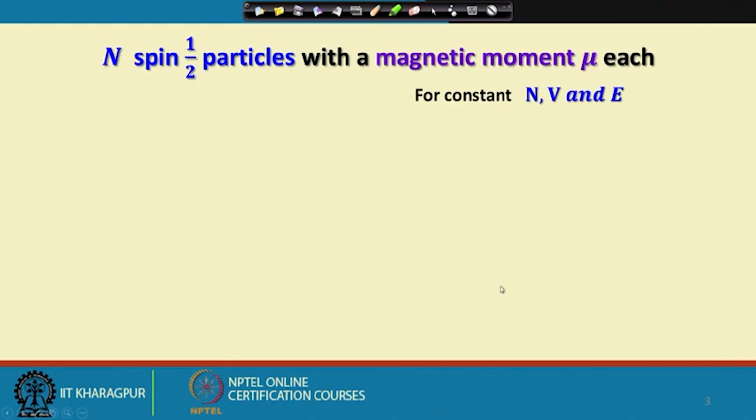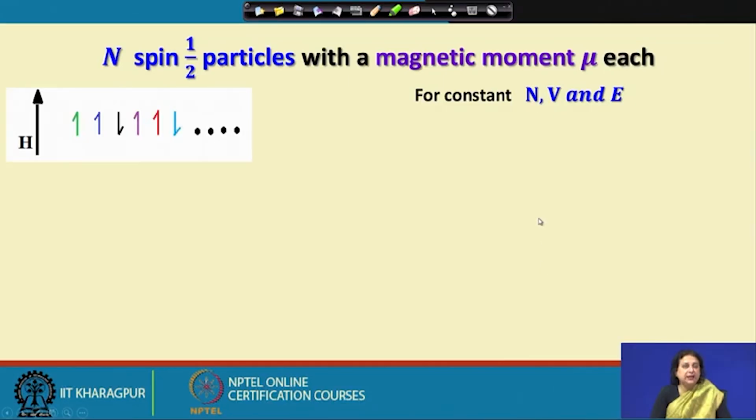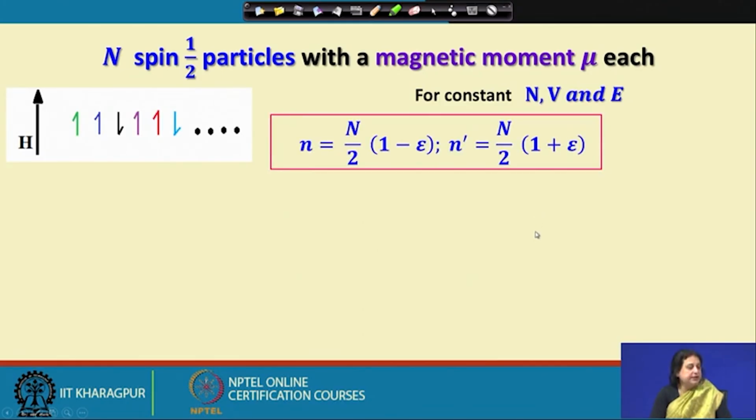As you may remember, we have already seen this system of n non-interacting spin half particles, which is present in an isolated condition, but it is immersed in a field of strength h. In that case, this is a typical microscopic state of the system, and we have already seen how the different microscopic states of the system can be characterized in terms of this number small n, which indicates the number of up spins in a given microscopic state.